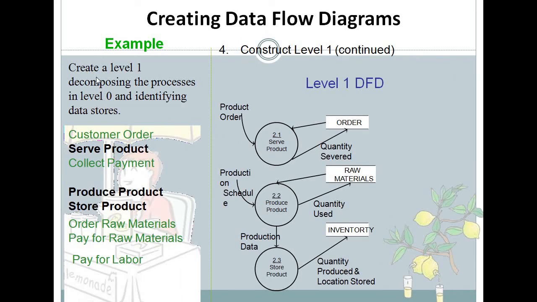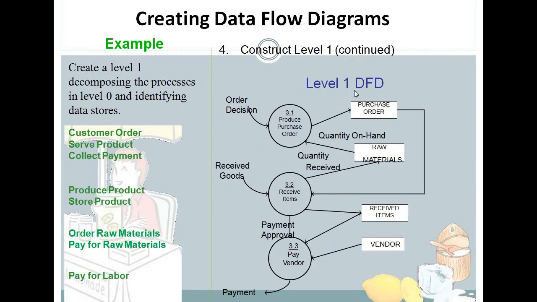Now in the next level 1 decomposition, the process of level 0 and the same identify the stores. So that is the same process which is based on level 1, in which production order, serve products related to their order, production schedule, what will be the schedule for raw productions of product, produce products, how raw materials are related to their quantity used, production data, what will be the storage data which we have used related to their production schedule, what will be the inventory for quantity produced and location stored.